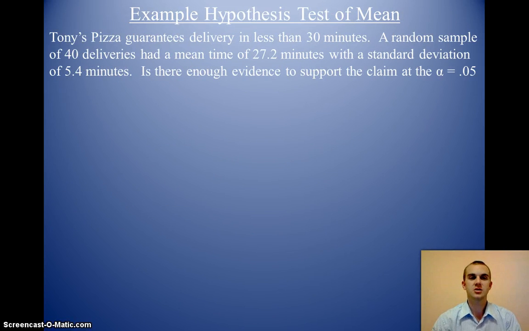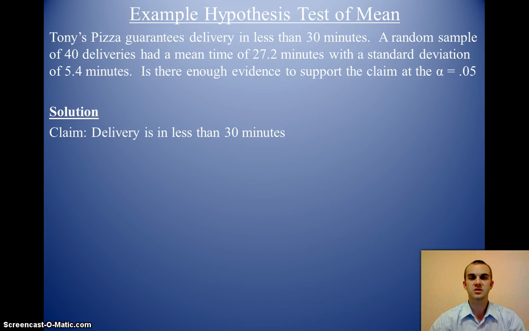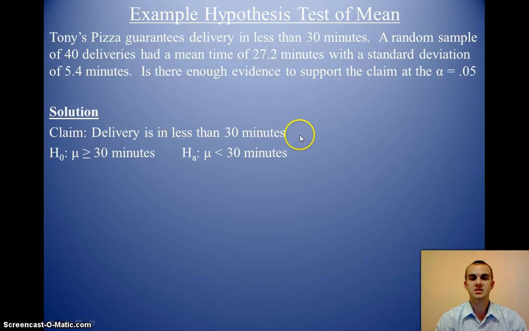So let's say that Tony's Pizza guarantees delivery in less than 30 minutes. We're going to look at a sample of 40 deliveries, a mean time of 27.2 minutes, and a standard deviation of 5.4 minutes. We want to know whether or not there's enough evidence to support this claim at the 0.05 level. So first, the claim is the delivery is less than 30 minutes, and we create our null and our alternative. Remember that since this is an inequality, that's going to be our alternative that we're trying to see if it's true or not.